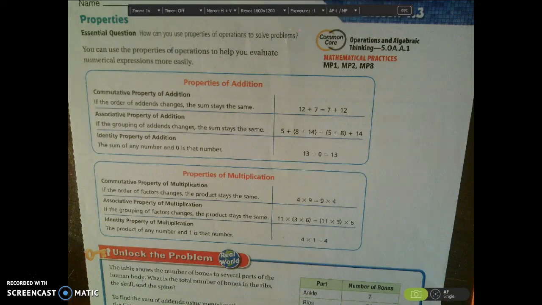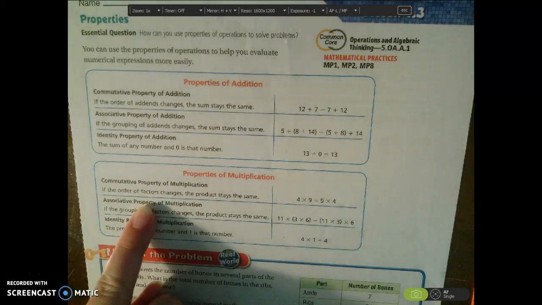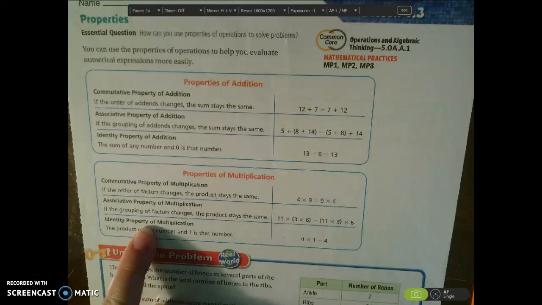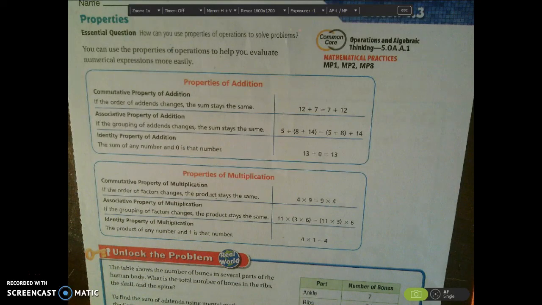Secondly, we have three properties of multiplication. We have the commutative property of multiplication, which says if the order of the factors changes, the product stays the same. We have the associative property of multiplication, which says if the grouping of factors changes, the product stays the same. Then we have the identity property of multiplication. The product of any number and 1 is that number.